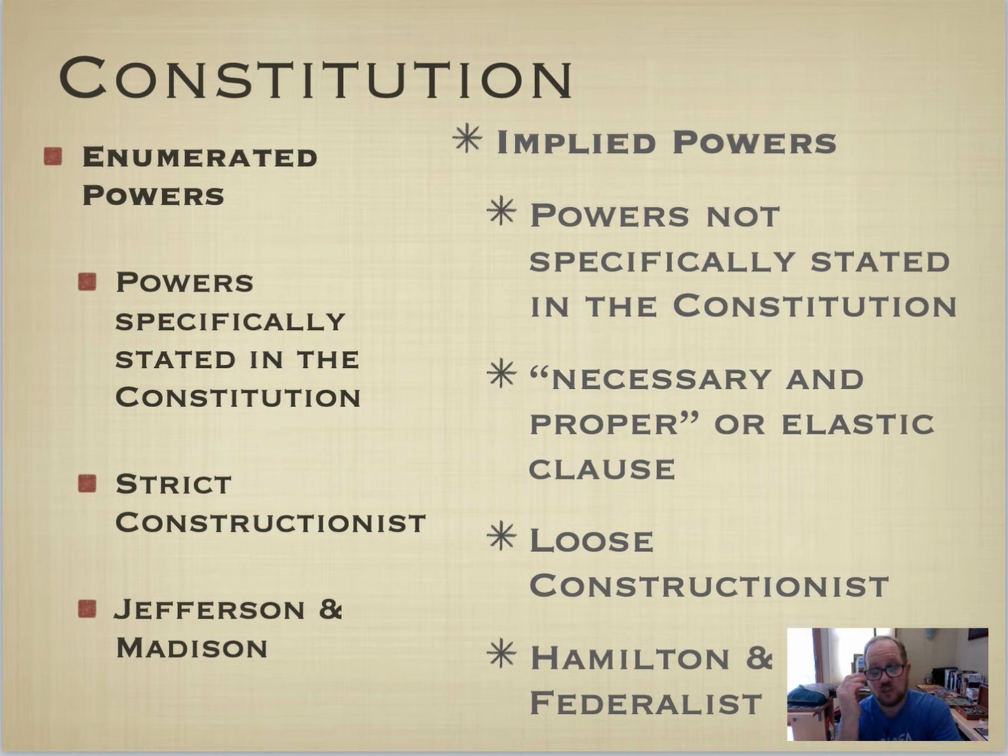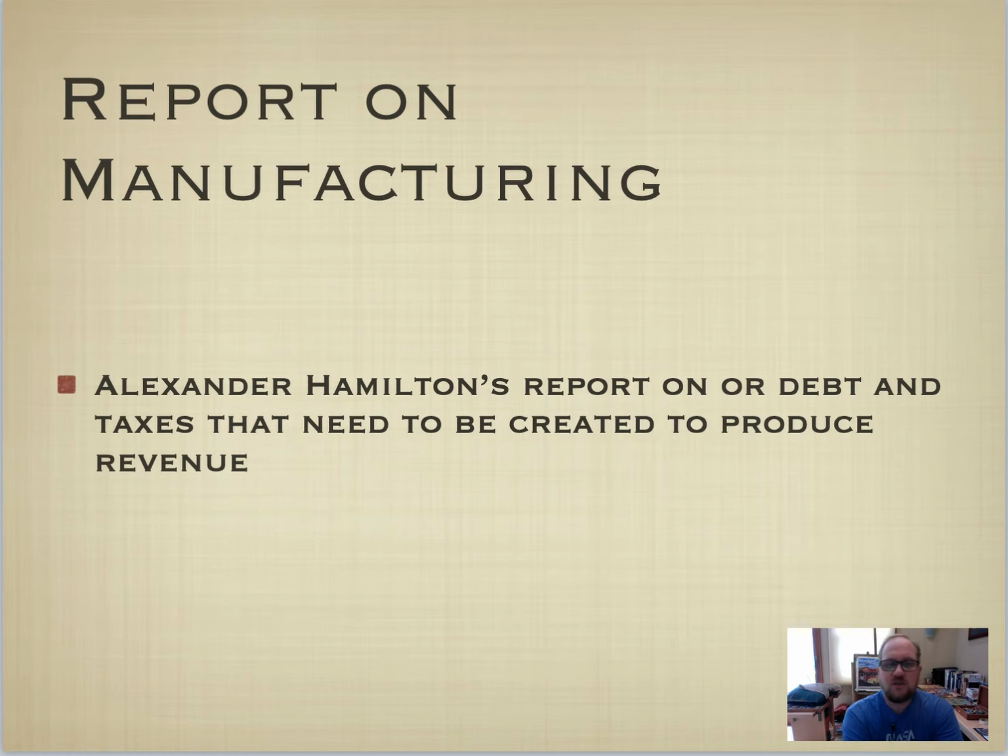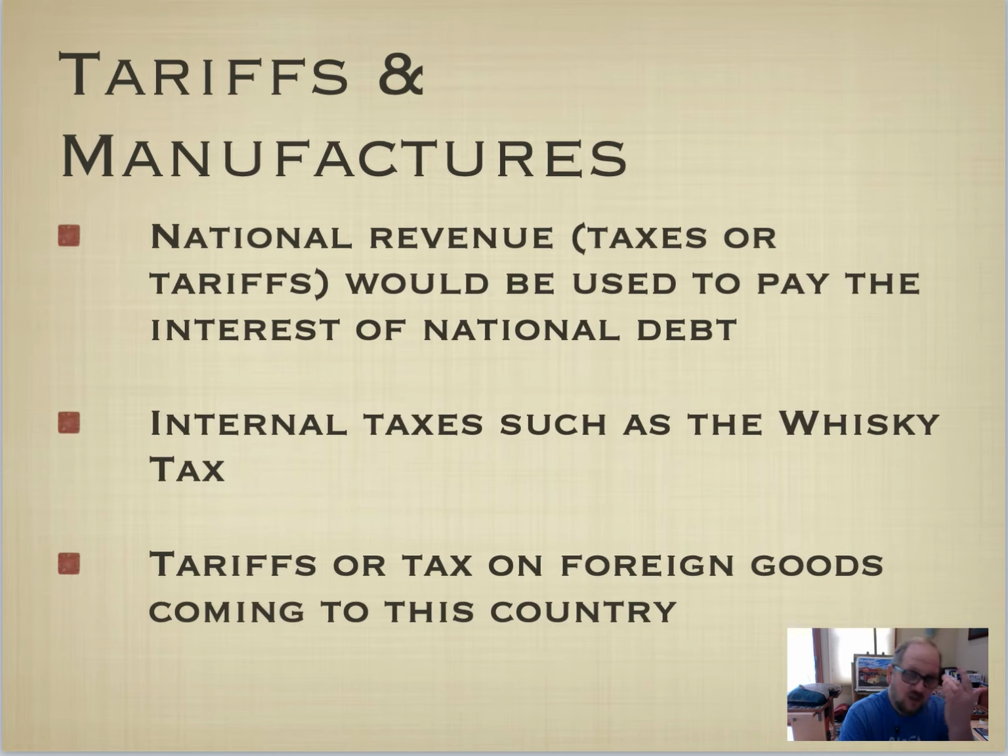This is called loose constructionalism, and Hamilton and the Federalists were the backers of this. Eventually, we're going to see Hamilton create a report on manufacturing. Basically, it's a report on the debt and the taxes that need to be created to produce revenue to pay off the debt that we have. So therefore, we're going to see our national revenue and taxes have to be used to pay back our national debt. There's two ways to do this.